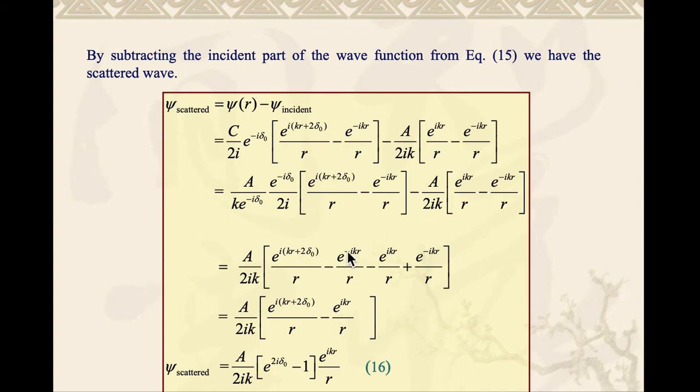So this and this get cancelled. So you have A by 2ik, e raised to i(kr + 2 delta 0) by r minus e raised to i kr by r, or taking this r outside, your psi scattered you can take as A by 2ik, and of course this e raised to i kr is also common. So it is (e raised to 2i delta 0 minus 1) e raised to i kr by r. So we got an equation for psi scattered.